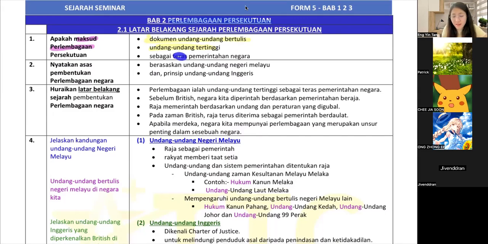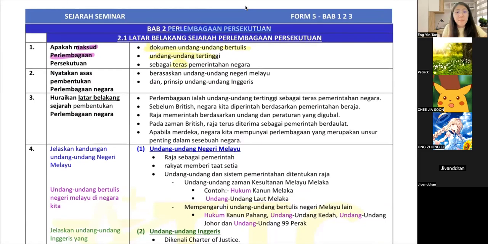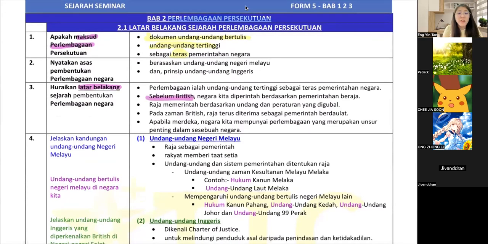And then, this is a core thing. It's an important foundation for the government. Boleh faham? Important foundation for the government. Maksud perlembagaan. And then the second one here, you need to know about the latar belakang, like when we started to have the perlembagaan, how we started. So the latar belakang is before British, how the law was actually based on the king.